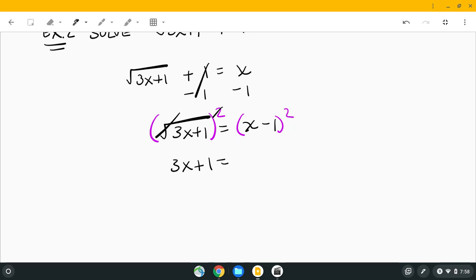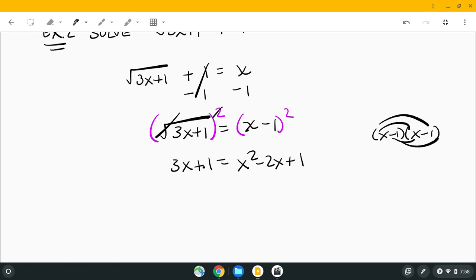So if you need to go off to the side and multiply that out, then go off to the side and do that. Like go off to the side over here and figure out your x minus 1 times x minus 1, right? Distributive property. Okay, I'm going to go ahead and use the shortcut: x squared minus 2x plus 1. So now I end up with a degree 2, a quadratic.